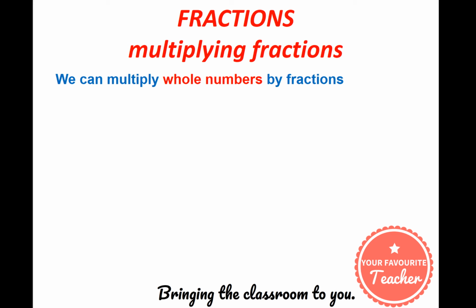We can also multiply whole numbers by fractions. And let's see how we do this. When we multiply a whole number by a fraction, the only thing we multiply is the whole number by the numerator. So in this case, it's going to be 6 times 5. So 6 times 5 is 30. That becomes our new numerator. And we just keep the 2 there. So it's 30 divided by 2. And we can simplify that to be just 15.